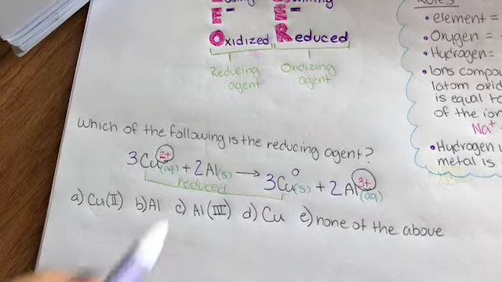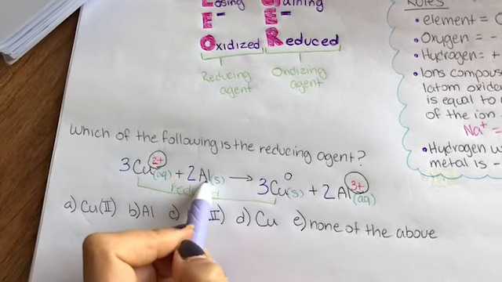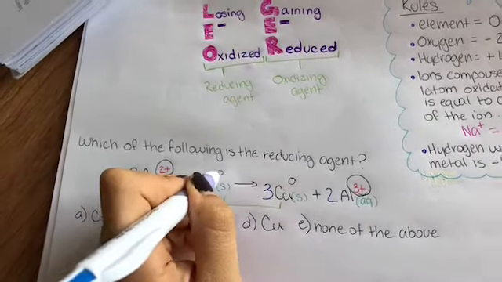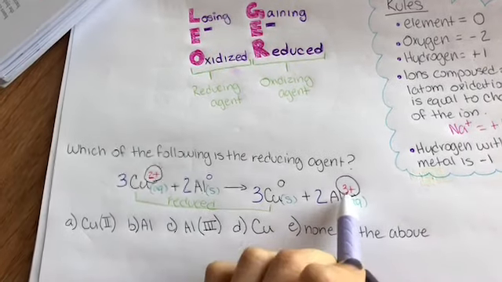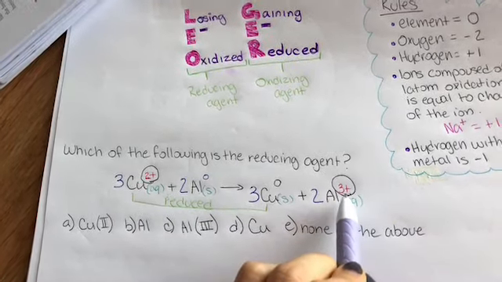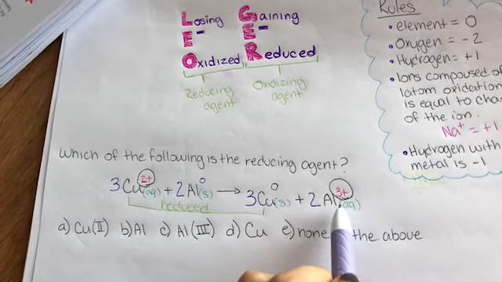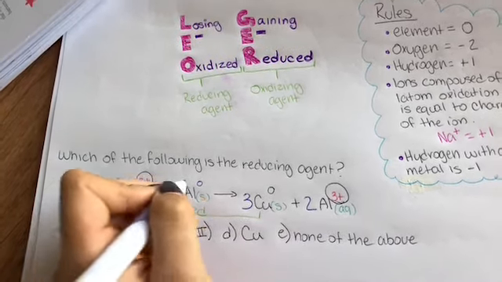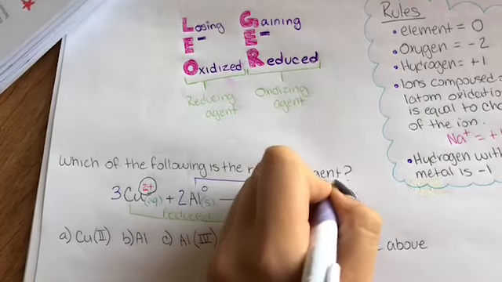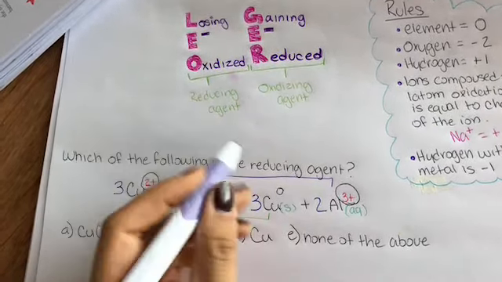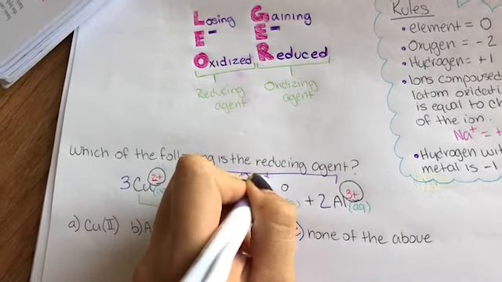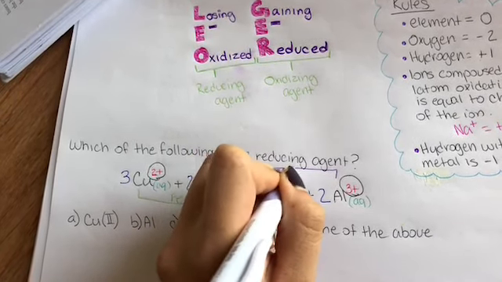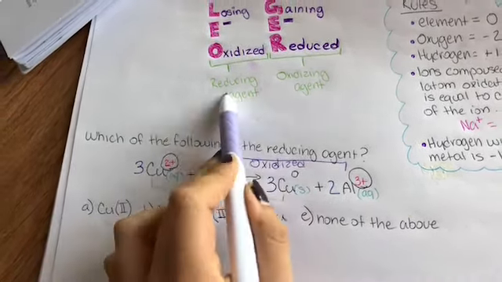Now looking at Al, this has a 0 charge, and then it goes from 0 charge to 3+ charge. That means that it is losing electrons. So because it is losing electrons, it is going to be oxidized. And because it is oxidized, that makes it my reducing agent.